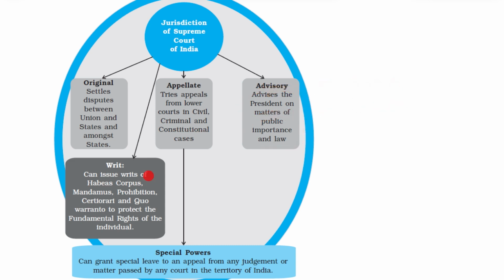Then the writ jurisdiction: it can issue writs of habeas corpus, mandamus, prohibition, certiorari and quo warranto to protect the fundamental rights of individuals. Special powers: it can grant special leave to appeal from a judgment or matter passed by any court in the territory of India. So, special leave to appeal.